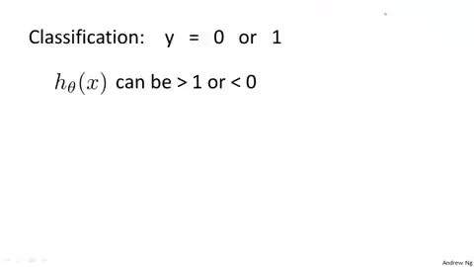Here's one other funny thing about what would happen if we were to use linear regression for a classification problem. For classification, we know that y is either 0 or 1. But if you are using linear regression, the hypothesis can output values that are much larger than 1 or less than 0, even if all of your training examples have labels y equals 0 or 1. And it seems kind of strange that even though we know that the labels should be 0 or 1, the algorithm can output values much larger than 1 or much smaller than 0.